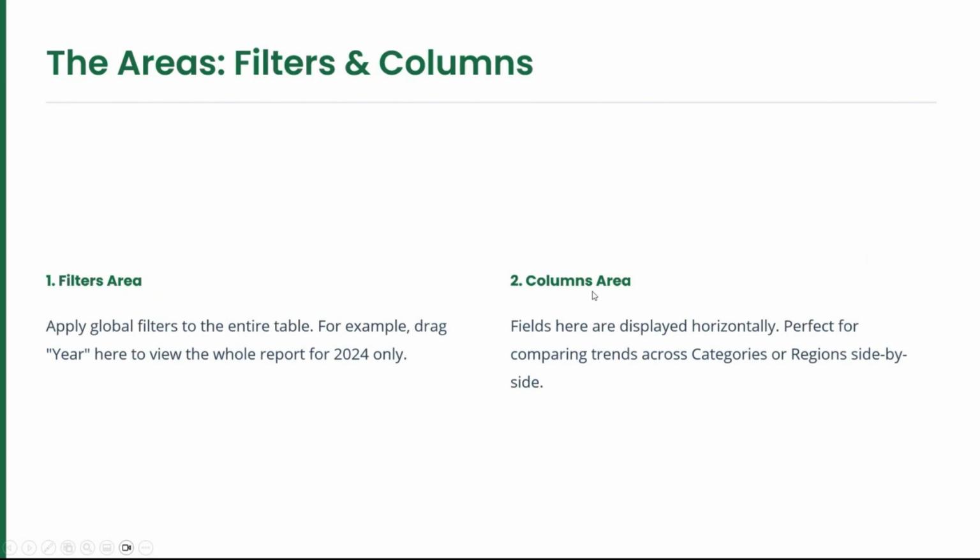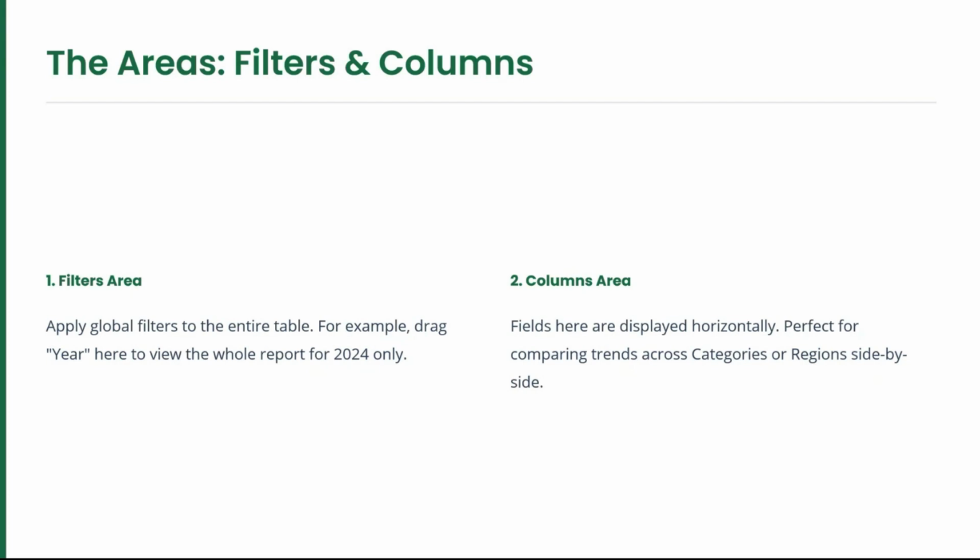And then the column area. Here, fields are displayed horizontally. If you drag something onto the column area, it's perfect for comparing trends across categories or regions side by side. Basically trends, it's anything that moves along with time. For example, if you wanted to show a bar graph with months going from left to right, you would use the column area.